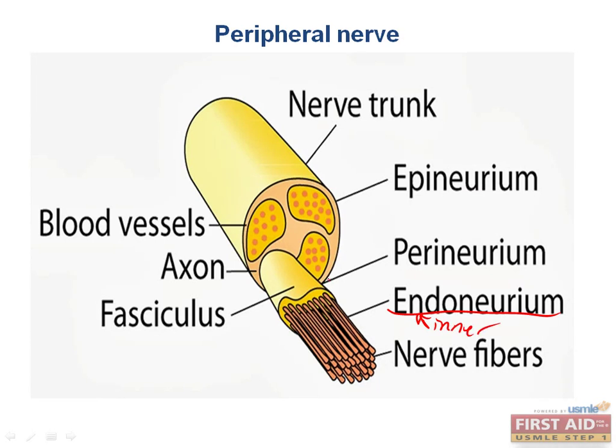The next layer is the perineurium, and that peri means around, and so you can see that the perineurium kind of goes around all of the nerve fibers. And last is the epineurium. This is the dense layer that contains several bundles of nerve fibers, as well as their vascular supply. And epi, of course, means outer.